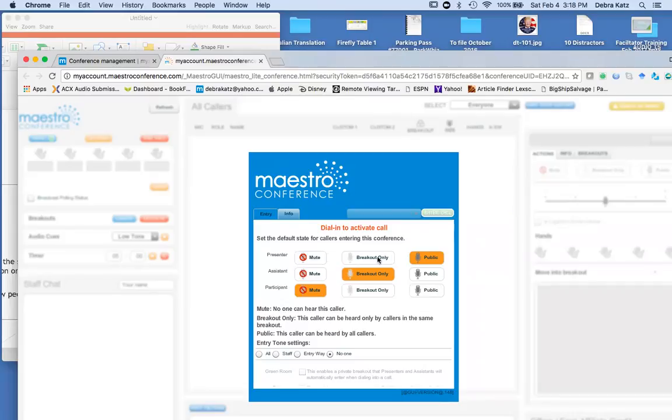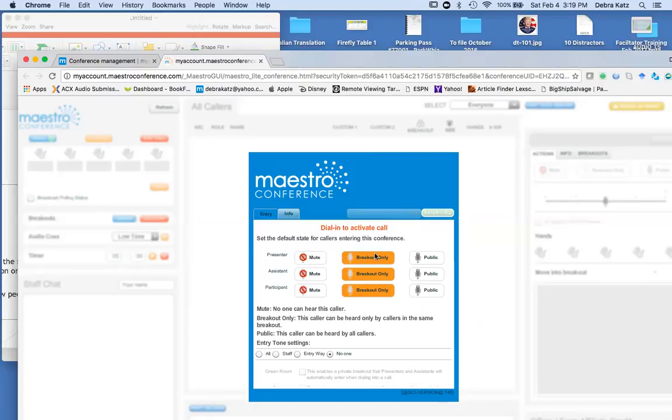But what you don't want is to be on breakout unless you're intending people to be in a different room. So breakout is breakout groups. A breakout group is a separate group that meets in a separate room. And so if you're on breakout, then different people are going to be in different rooms, and they're not going to be able to hear in the main room. Any issues about sound are going to be related to these settings. And you can see it's not complicated. There's not a lot of settings.